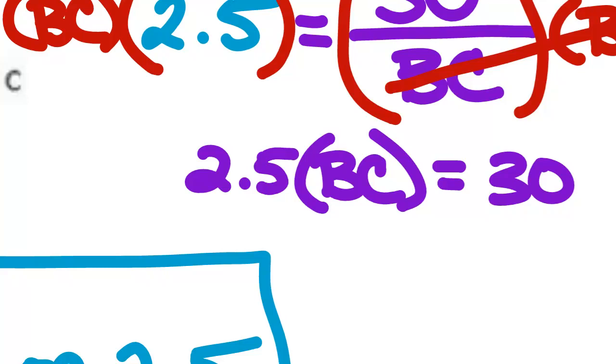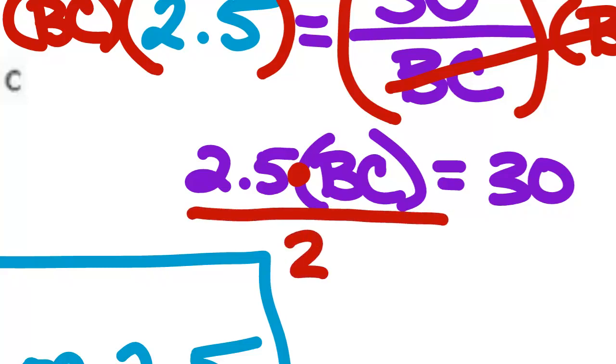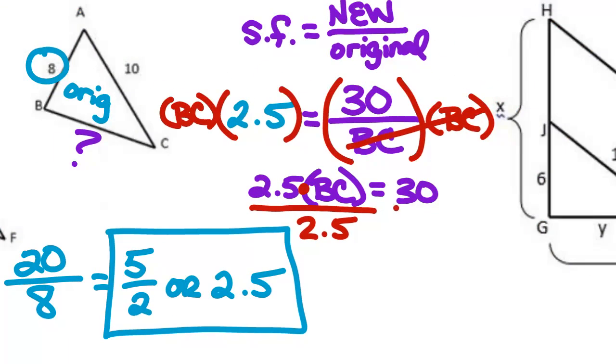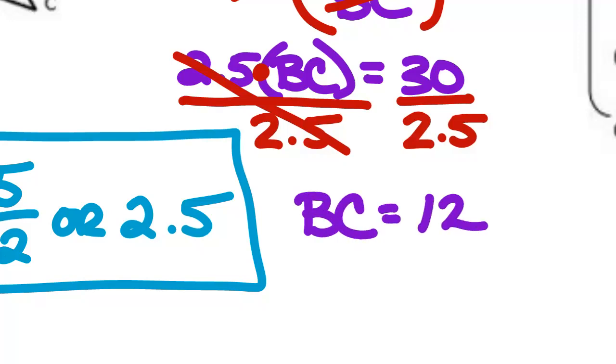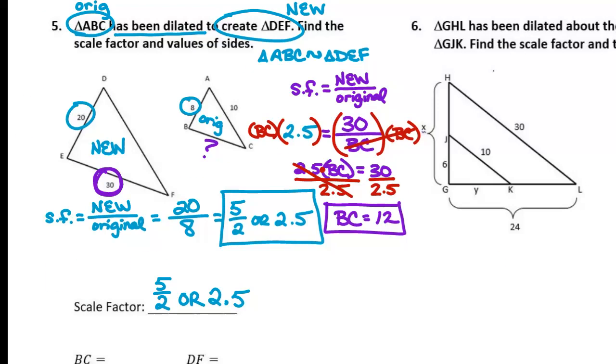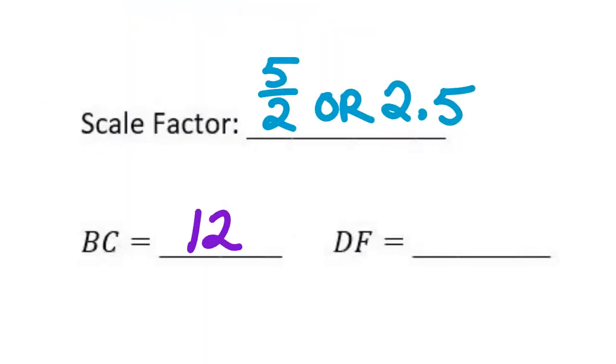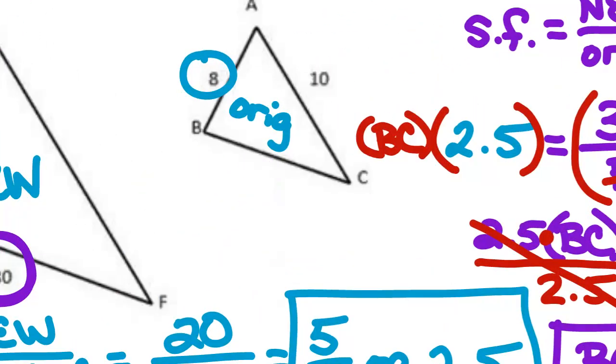2.5 times BC. Remember, we multiplied these things together, but I want to get rid of that 2.5. What operation would undo the multiplication that's there? Division. So I'm going to divide both sides by 2.5. And now I can pop this into my calculator. 30 divided by 2.5. 12. So side BC is 12 units long. Add that to my picture.